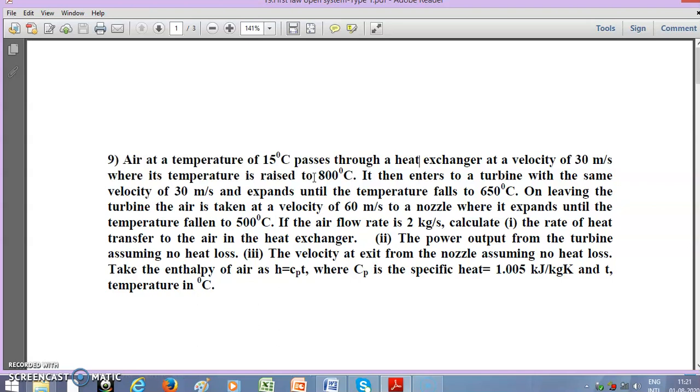This is the temperature we've got after adding heat to the system, so T2 is 800 degrees Celsius. It then enters a turbine with the same velocity of 30 meter per second, so C2 is again 30 meter per second. Here the kinetic energy change is negligible because entry and exit velocities are the same, and the air expands until the temperature falls to 650 degrees Celsius. So T3 is 650 degrees Celsius.